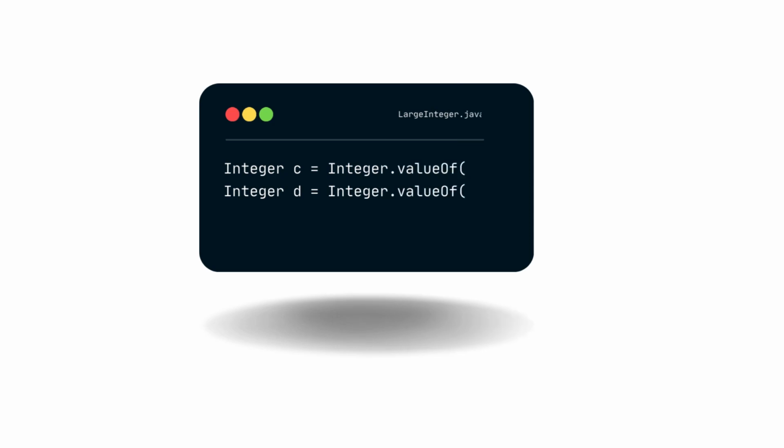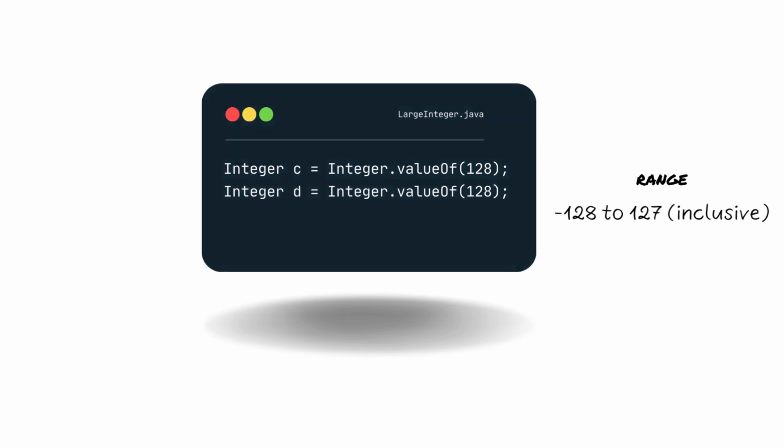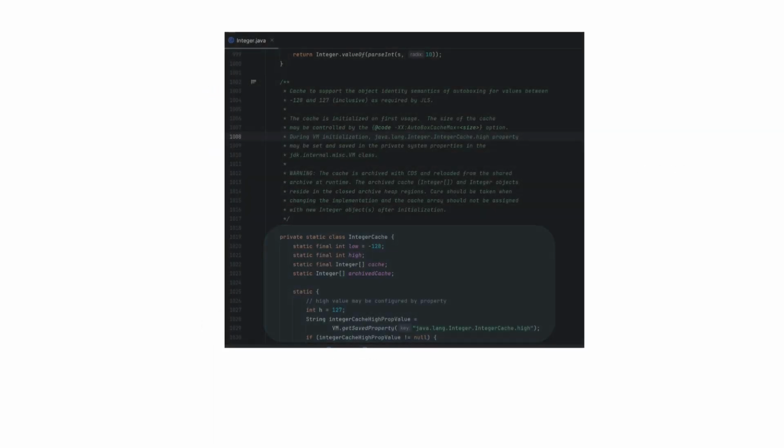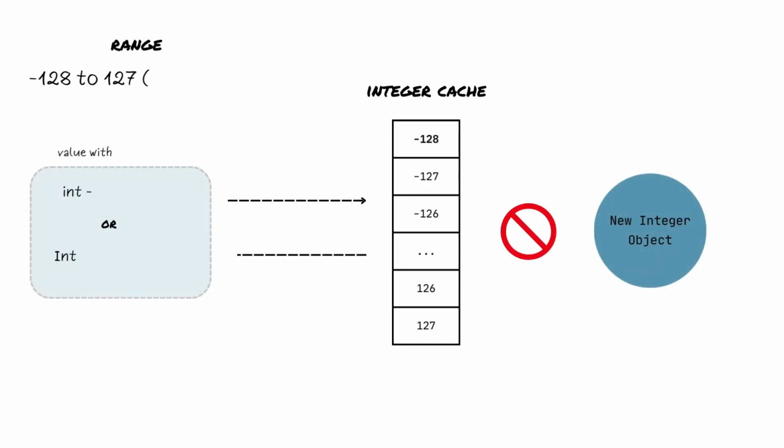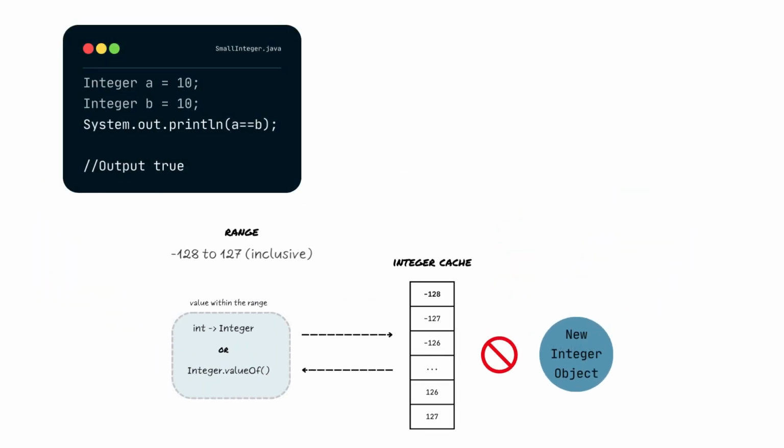When defining objects C and D, Java automatically calls Integer.valueOf to wrap the number into an object. And if the number is within the range of -128 to 127, inclusive, it is directly retrieved from the integer cache. In Java, the Integer class maintains a cache of frequently used integer values within the range of -128 to 127. When an integer value within this range is auto-boxed or retrieved using Integer.valueOf, Java returns a reference to the cached integer object instead of creating a new one.